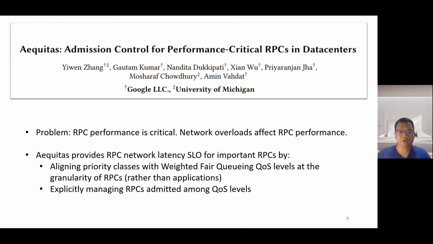It has two main ideas. First, it leverages weighted fair queuing, which is widely supported by commodity switches, and aligns the priority class with the weighted fair queuing QoS level as the granularity of the RPC, rather than the application. Second, it explicitly manages RPC admission among different QoS levels using a distributed AIMD algorithm.